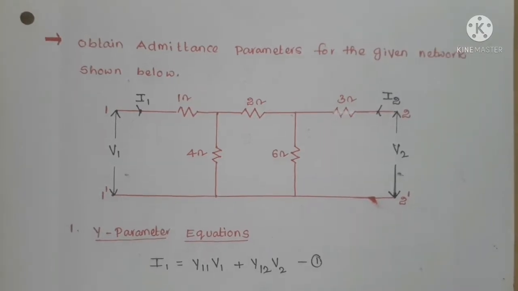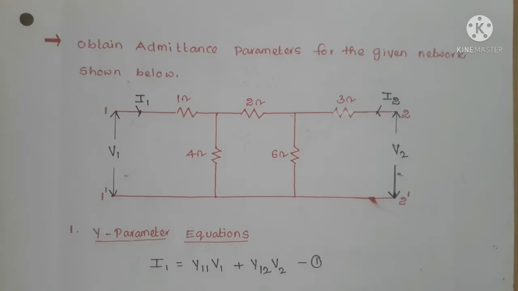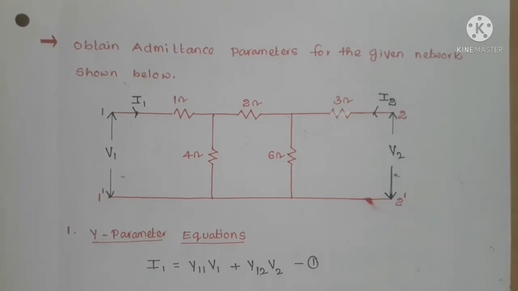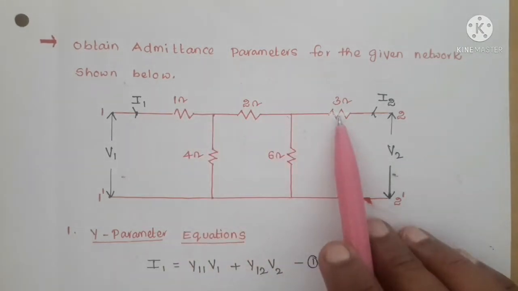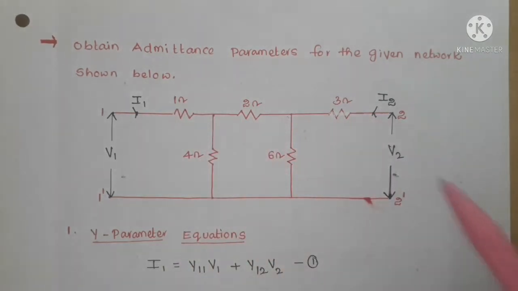So obtain admittance parameters for the given network shown below. Here this is a two-port network. It has 5 resistors. So 1 ohm resistor, 2 ohm resistor and 3 ohm resistor are series elements, and 4 ohm resistor and 6 ohm resistor are shunt elements.